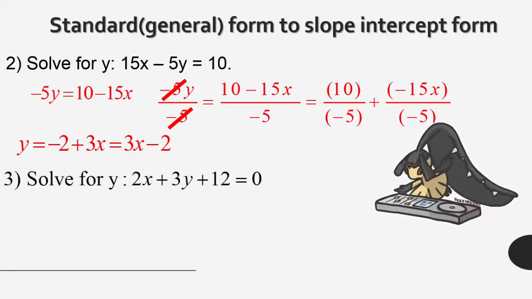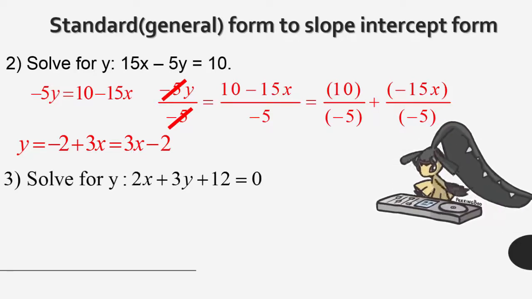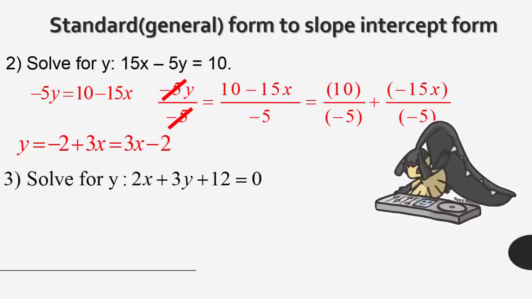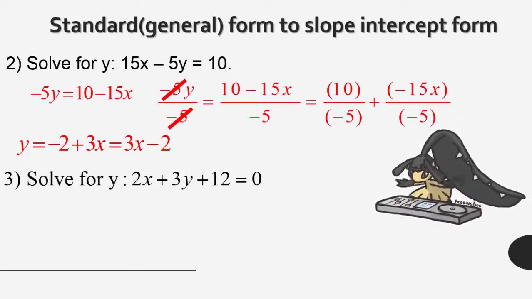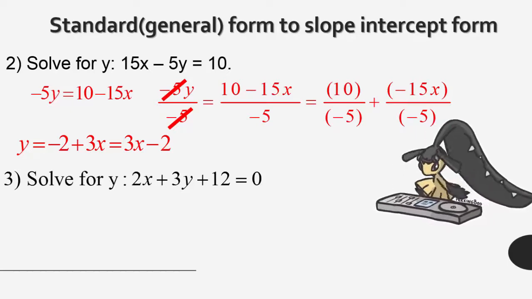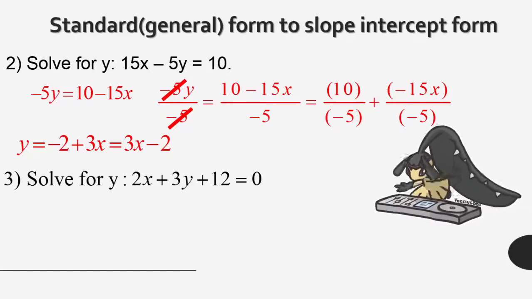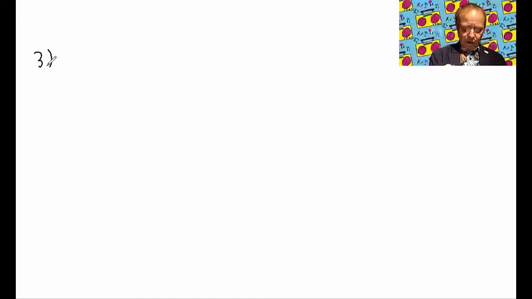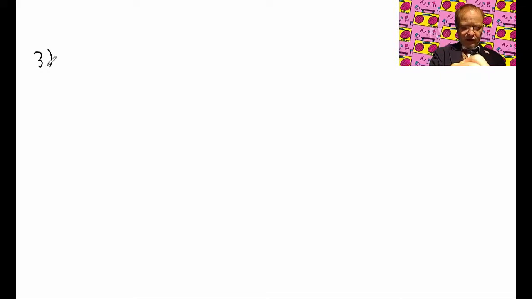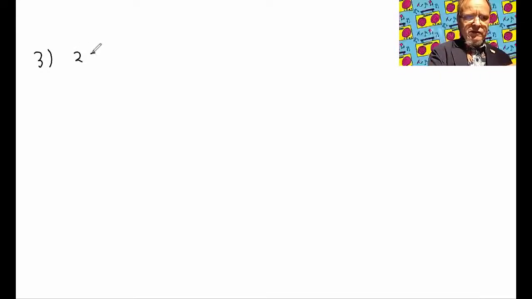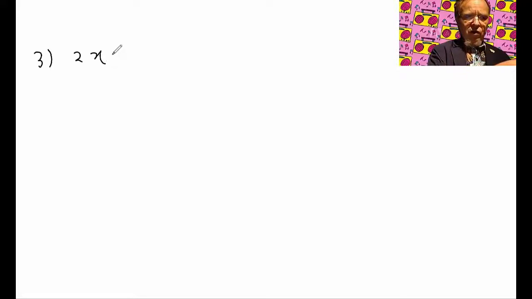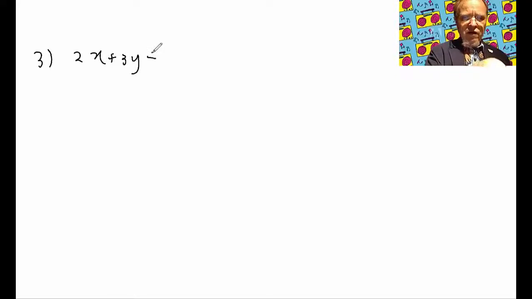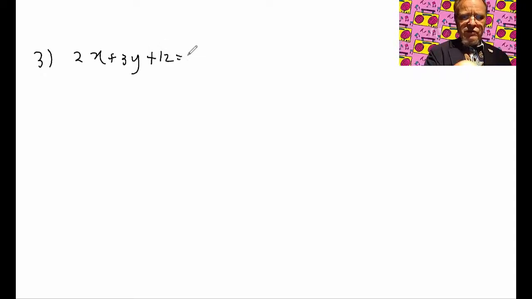In example number 3, we're asked to solve for y in the equation 2x plus 3y plus 12 is equal to 0. So let us go over to the whiteboard and work this out. Here again, we're asked to solve for y, but the equation is 2x plus 3y plus 12 is equal to 0.